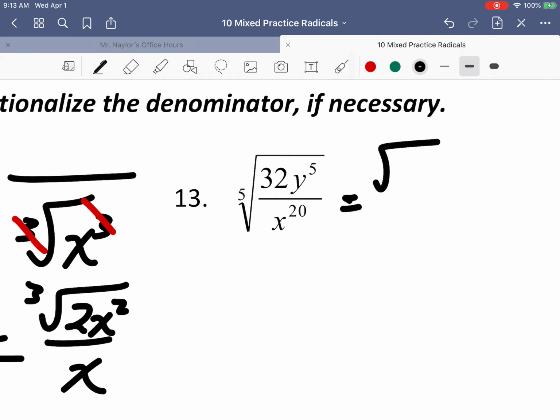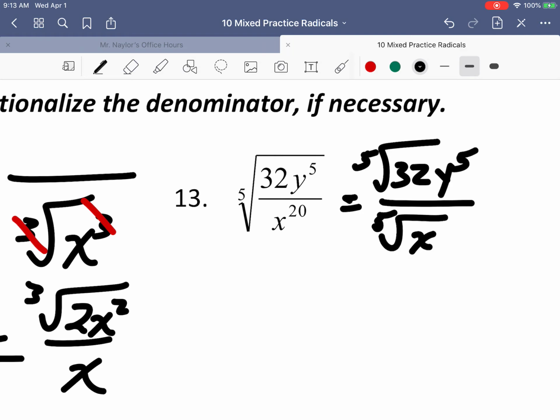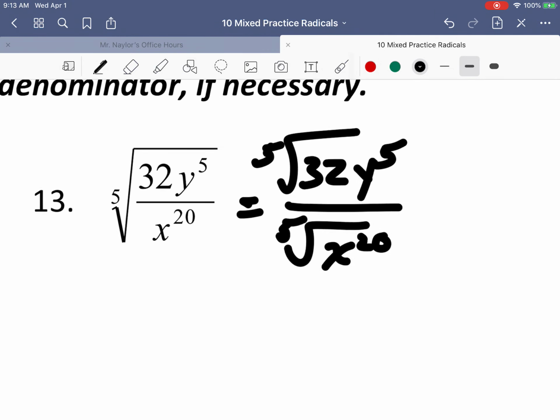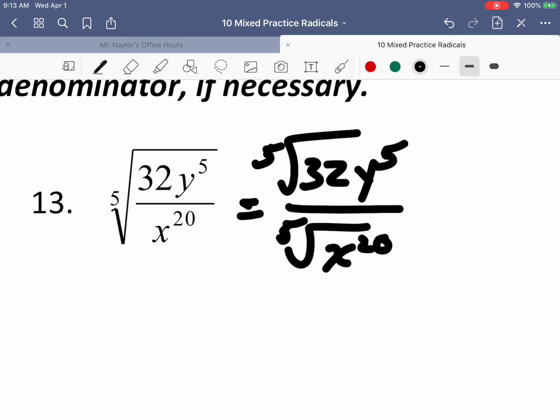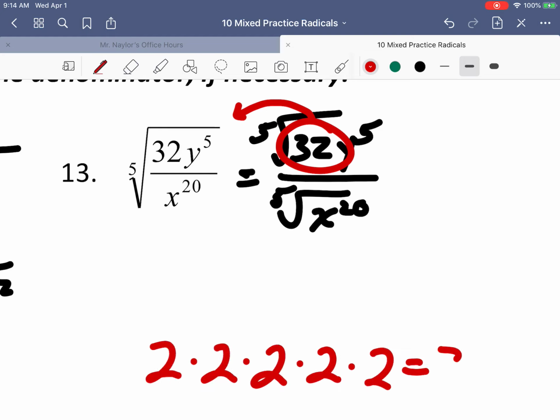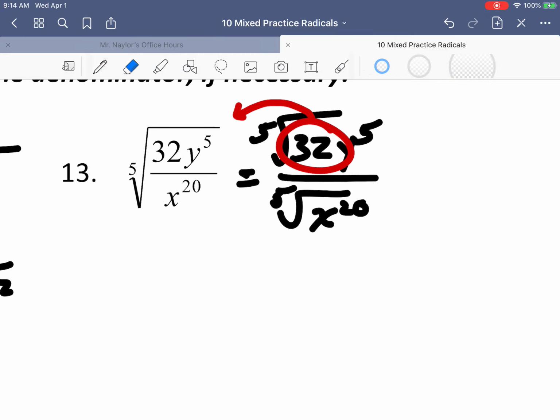All right, here we have the fifth root of 32y^5 and the fifth root of x^20. Now, before you get too excited here, it turns out that everything here is able to come out evenly. Do you recognize 32 as a perfect fifth power? 2 times 2 times 2 times 2 times 2 equals 32. That means the fifth root of 32 is going to come out right away as a 2.